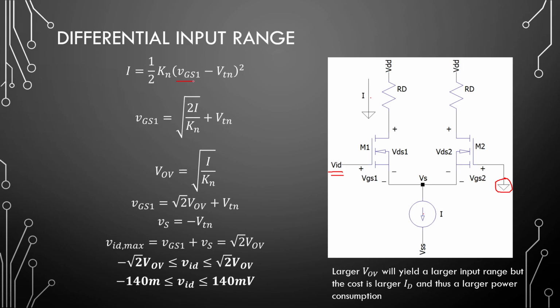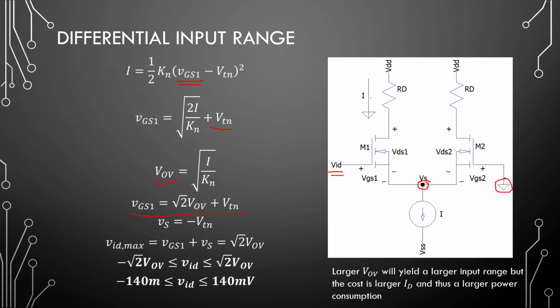Okay, now we try to find our gate source voltage again, and we will find that it is the square root of 2 times this current over our transconductance plus our threshold. But we know that our overdrive voltage is the root of I over Kn. So we will have a remainder of the root of 2 times our overdrive voltage plus our threshold voltage. So this is our gate source voltage when we are driving this transistor to its maximum.